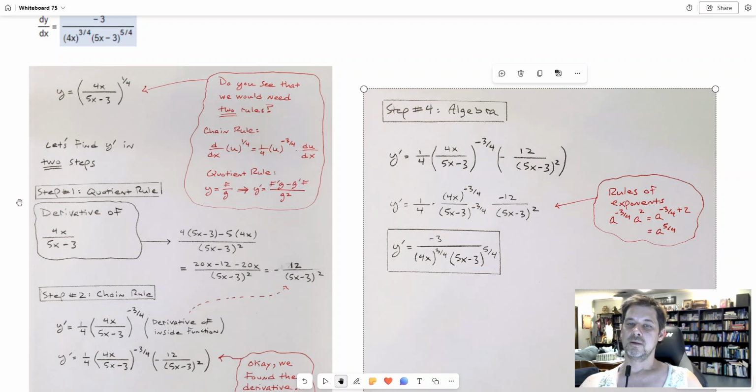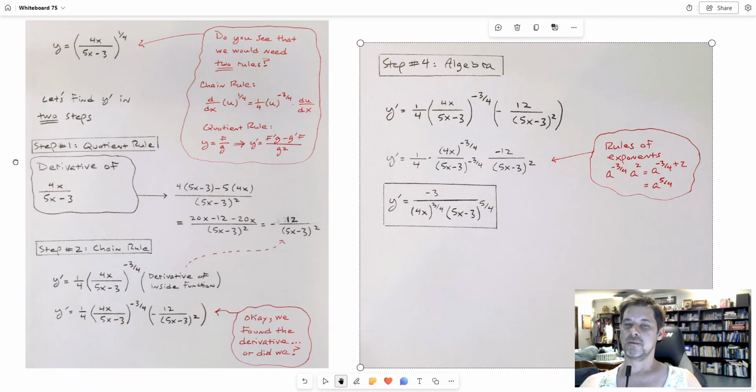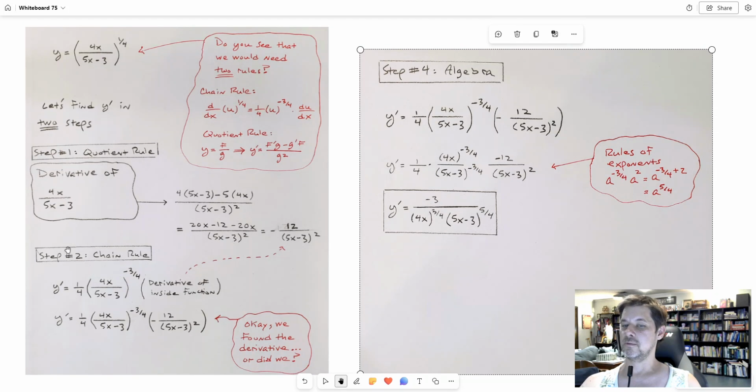Okay, let's do this. Of course, you don't have to do it the way I do it, but I thought, why don't we do this in two steps? So first, let's find the derivative of that inside part, because I know I'm going to need that. And I'll just find that all by itself. So what's the derivative of 4x over 5x minus 3?